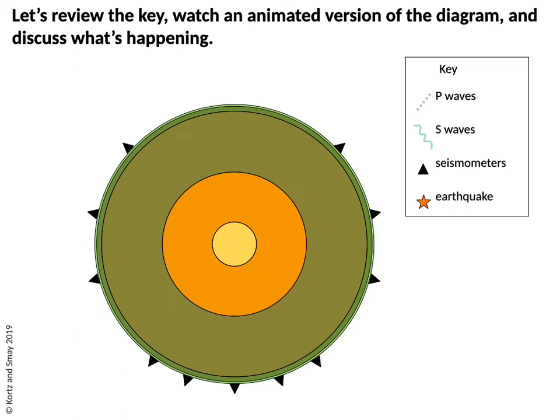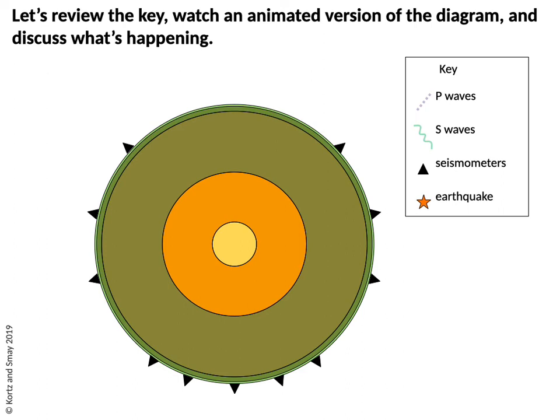All right, so let's take a look at some different information that's in the key. P waves are indicated by this purplish or violet straight but dashed line. S waves, those secondary or shear waves, are indicated by this green squiggly or wavy line. The seismometers, the earthquake energy detectors, are these triangles. They almost look like volcanoes to me, but they're at different locations. And last of all, the earthquake is indicated by this star.